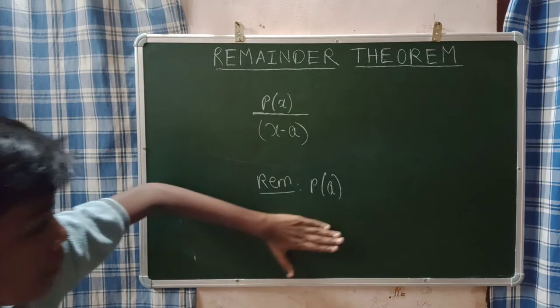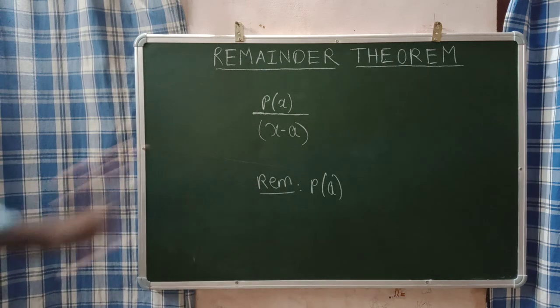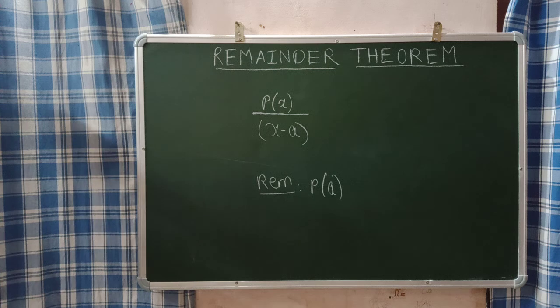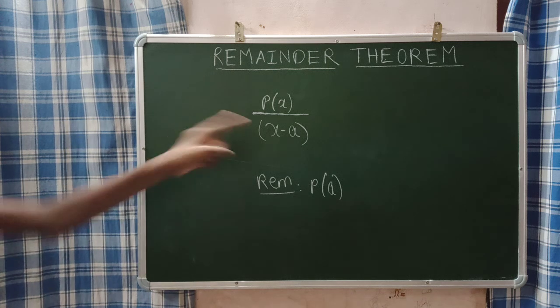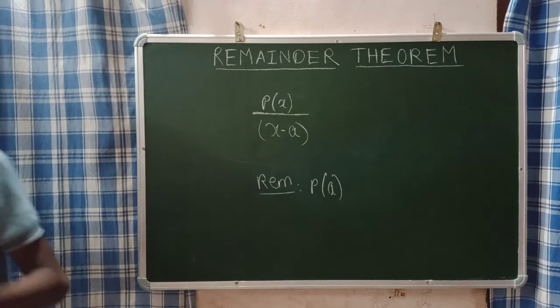Using the remainder theorem, I can say that your remainder will be P of a. How will you find P of a? You will find the value of P of a just by putting x as a in this P of x. That is the basic method of solving.